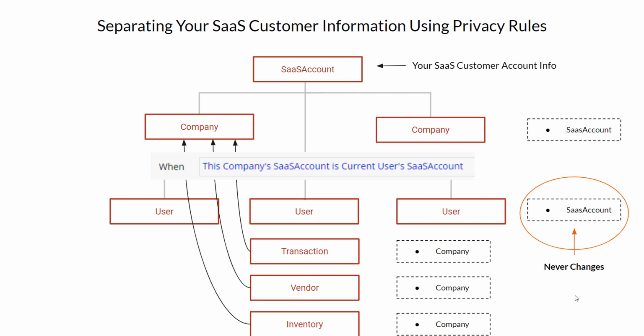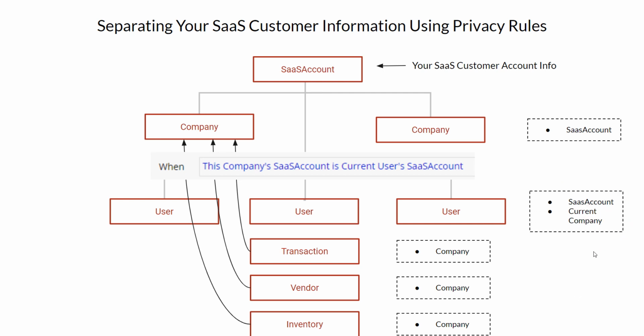It's going to be different with the company, because you can select company A or you can select company B, and we need to know what do we check against. And so what we do is we store another field on the user called current company. So in other words, when a user logs in, you're going to know the SaaS account because the SaaS account is assigned to them.